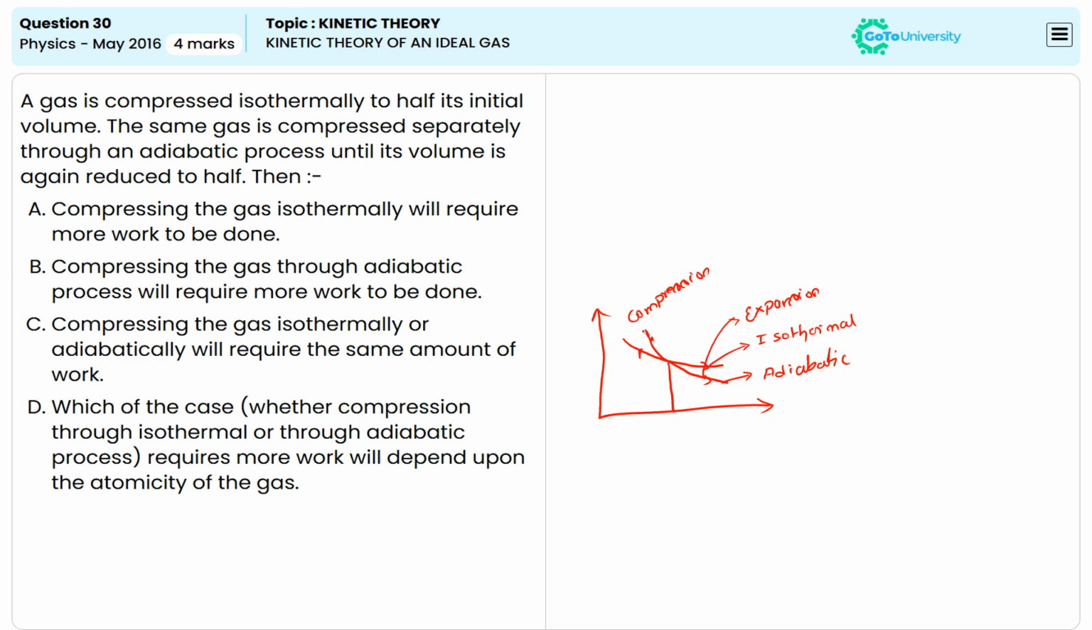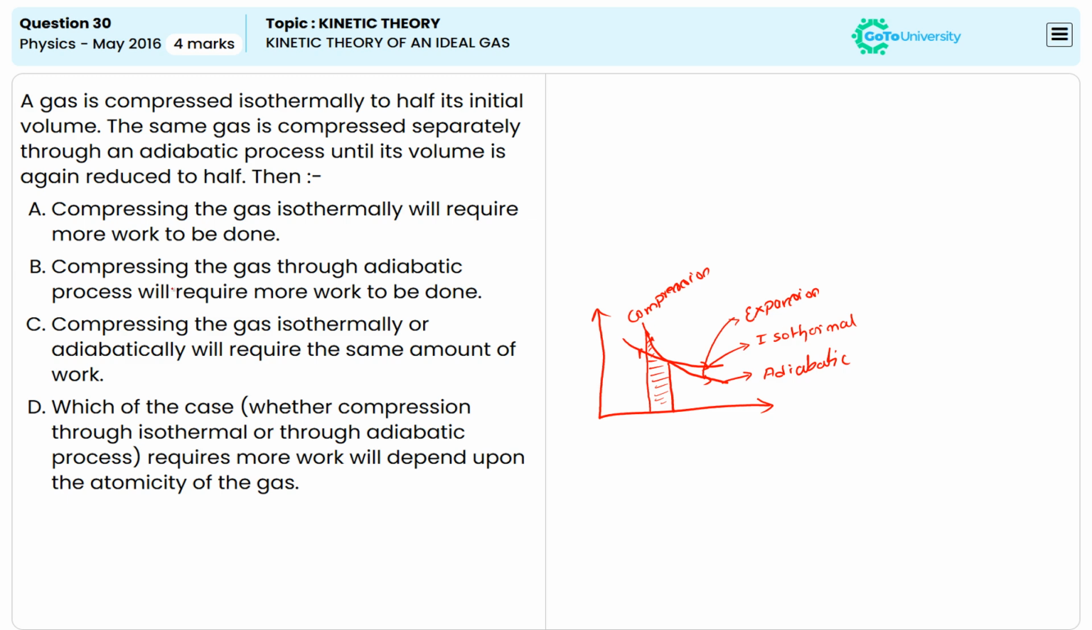In the compression region, if I draw one more line here, how can we calculate the work done? The area under the curve is what is called the work done, right? Then assume this is the work done from the isothermal, and this is the extra work done for the adiabatic. Okay. Then by observing these curves, we can say that from the options, compressing the gas isothermally will require more work done.